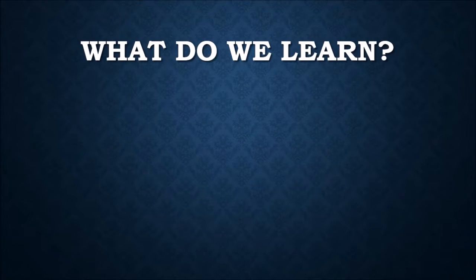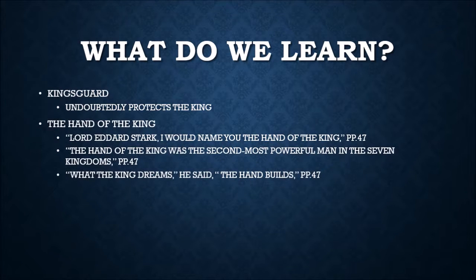So what do we learn? We learn information about the Kingsguard because we see them on the page. We see that there is a Kingsguard. Obviously, they protect the king. We don't know much more about them at this point. We learn about the position, the Hand of the King, which was the position that Jon Arryn held before he died or was murdered, whichever one you believe at this point.